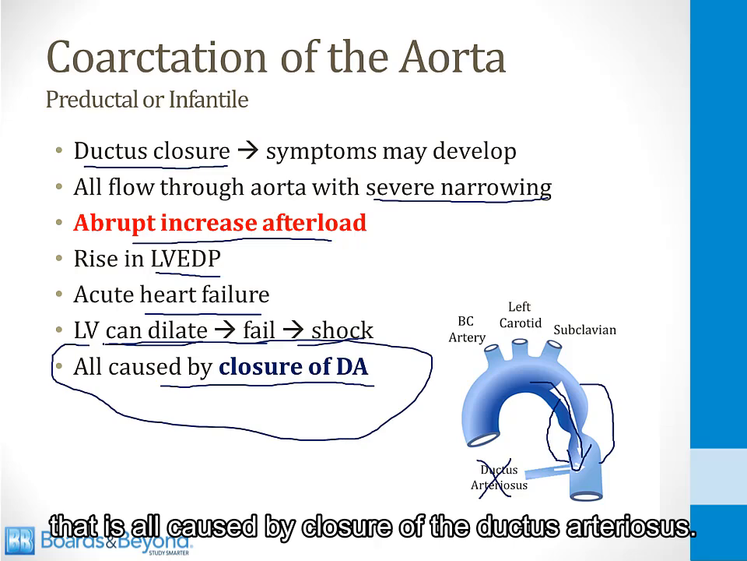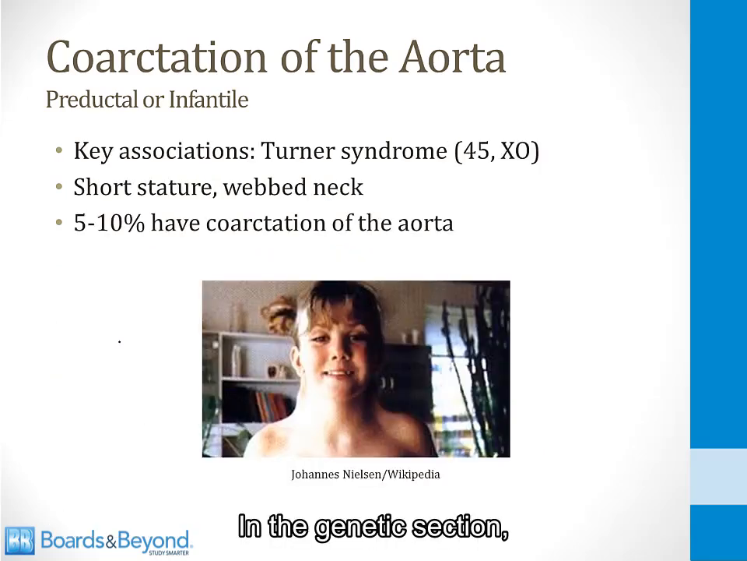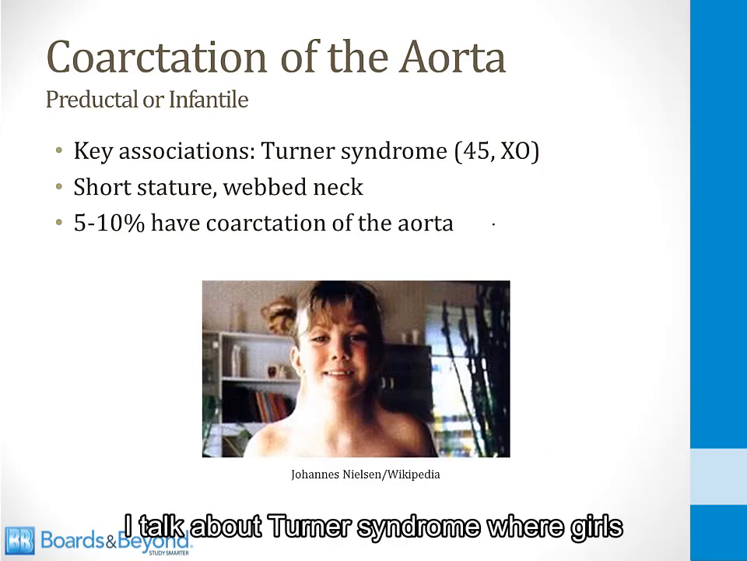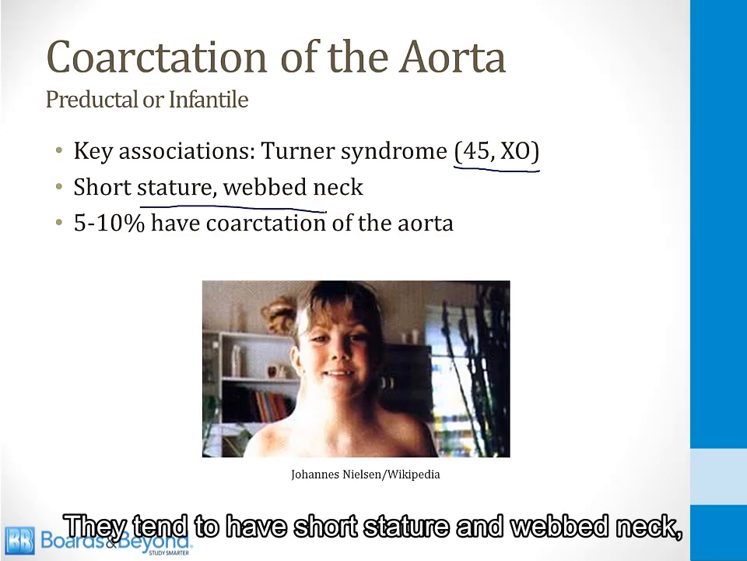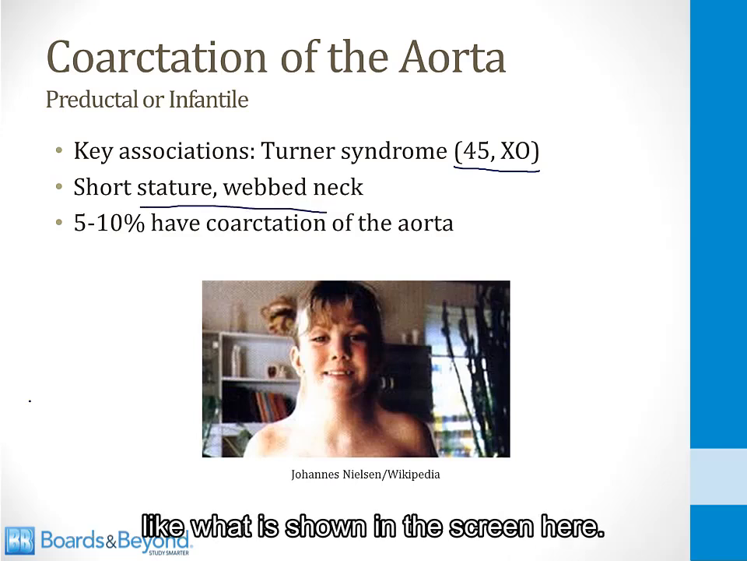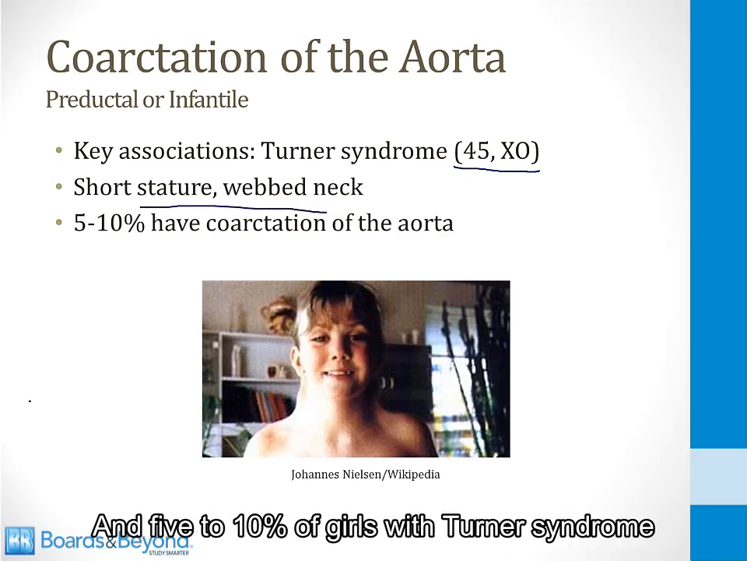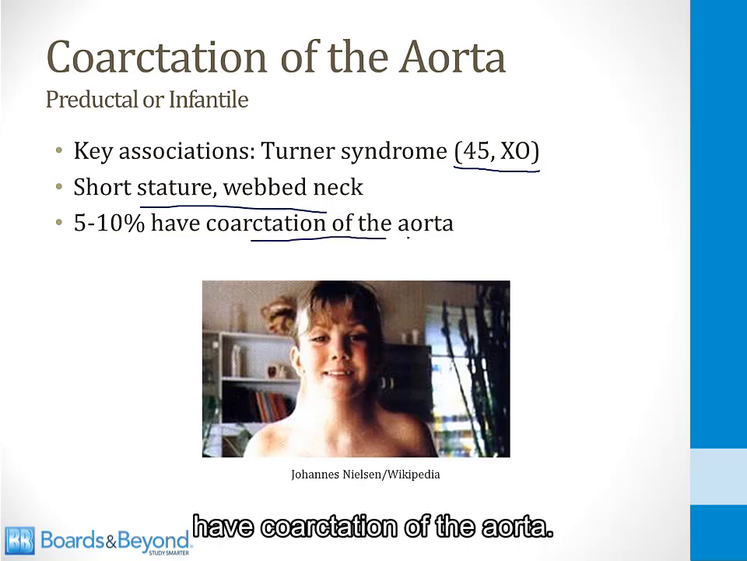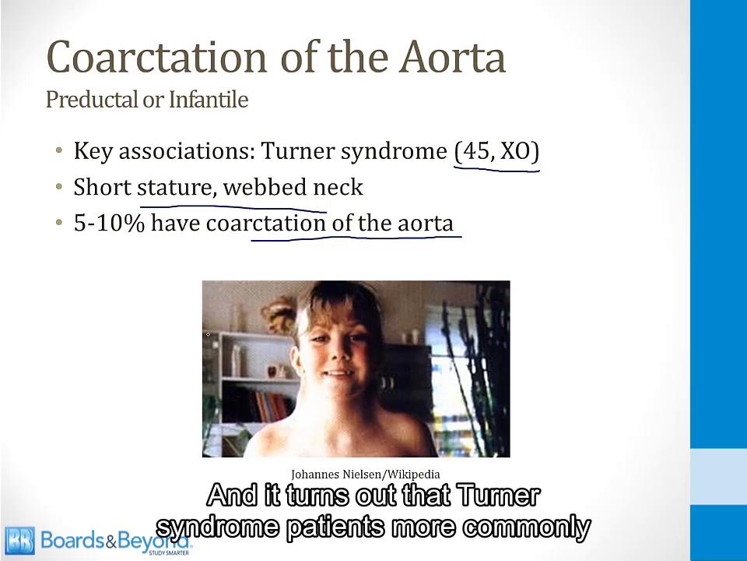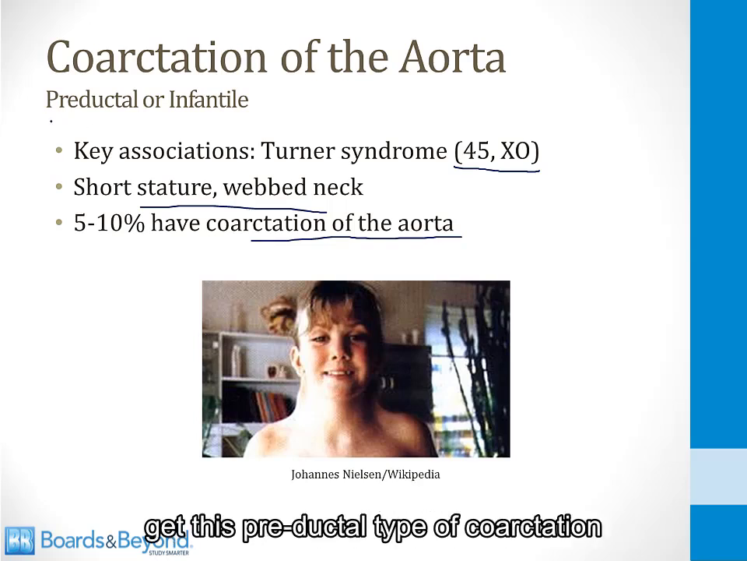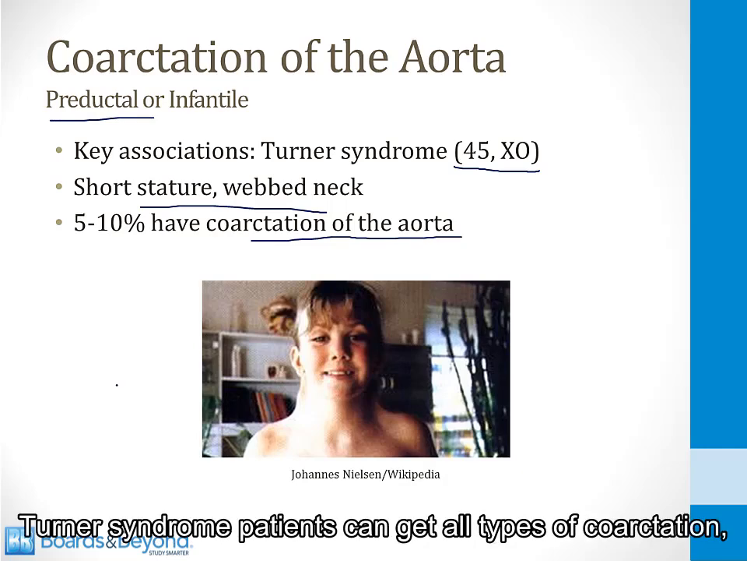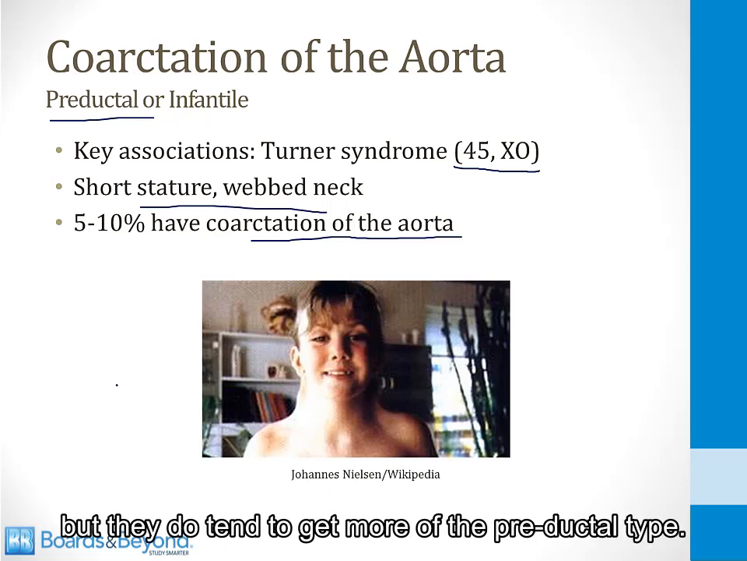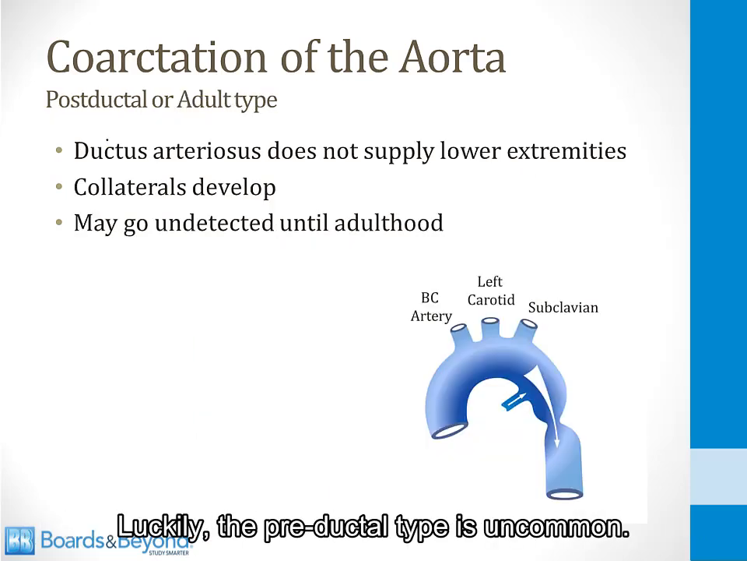In the genetics section, I talk about Turner syndrome, where girls are born missing an X chromosome. They tend to have short stature and a webbed neck, like what I've shown on the screen here. And 5 to 10% of girls with Turner syndrome have coarctation of the aorta. And it turns out that Turner syndrome patients more commonly get this preductal type of coarctation compared to other patients. Turner syndrome patients can get all types of coarctation, but they do tend to get more of the preductal type.